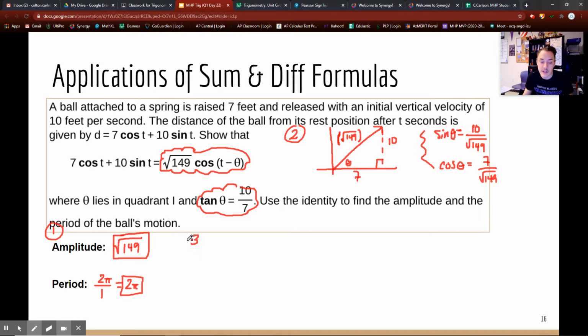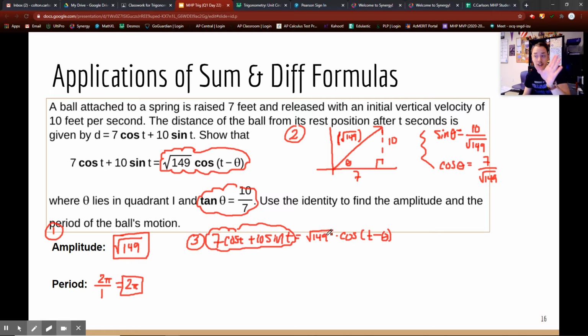Now I'm going to go to my third step. My third step is to actually show, based off of verifying identities, how 7 cosine t plus 10 sine of t actually equals this. Or better yet, how the right side equals the left side. So I'm going to focus on the right side and try to show that the right side equals the left side. So let's actually do that.